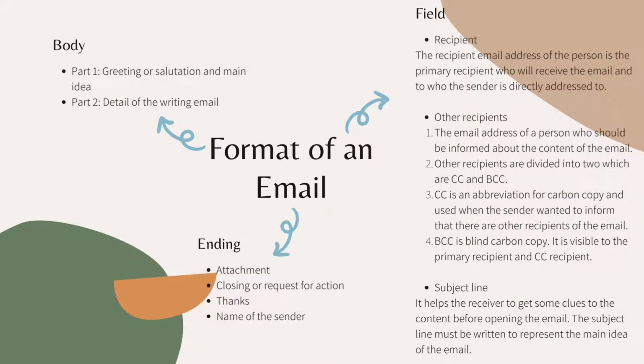The second part is the body. Part 1: greeting or salutation and main idea. Part 2: details of the email. The last part in the format of an email is the ending. First, attachment. Second, closing or request for action. Third, thanks and name of the sender.